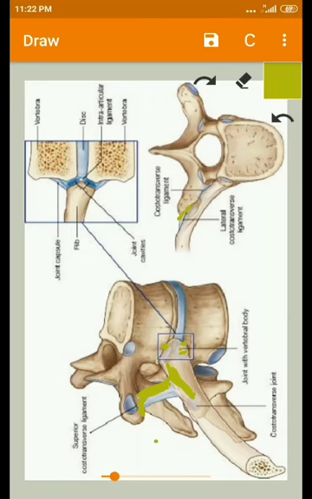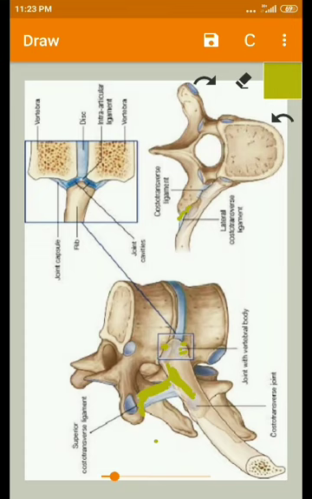Coming to the inferior costotransverse ligament. This ligament stretches from the back of the neck of the rib to the front of the adjacent transverse process of the vertebra. Adjacent means the same vertebra. That is the inferior costotransverse ligament.